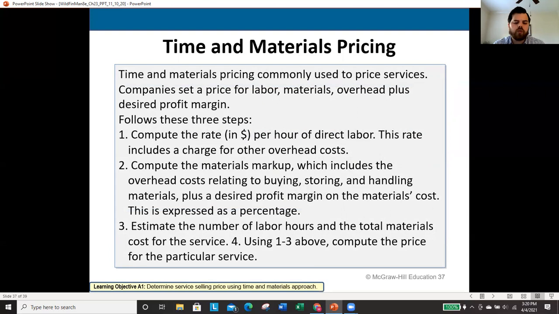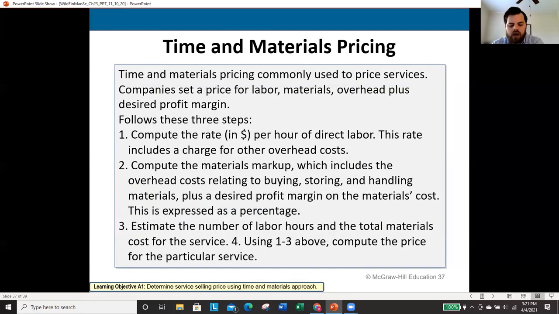So we first want to compute the rate in dollars per hour of labor. This rate, of course, will include a charge for any other overhead costs. We will then want to compute what is called a materials markup, including the overhead costs related to buying, storing, and handling materials, plus, of course, another desired profit margin on the cost of my materials. That will typically be expressed as a percentage. We will then estimate the number of labor hours and the total materials cost for the service. Using steps 1 through 3 above, we will then compute the price for the actual service by adding everything up.